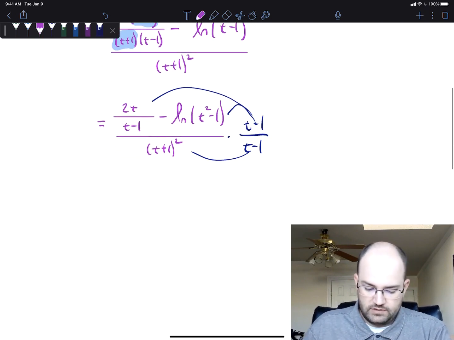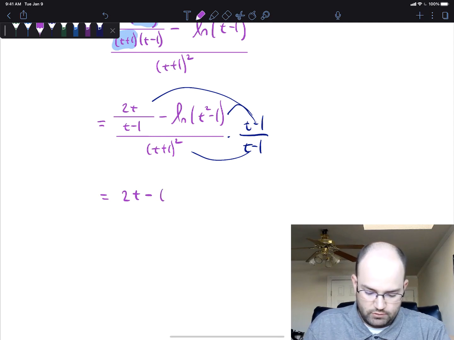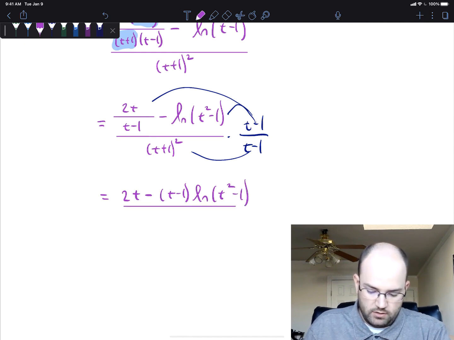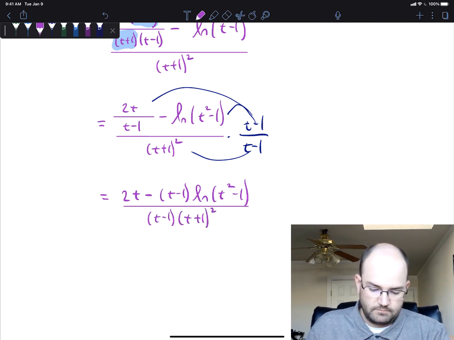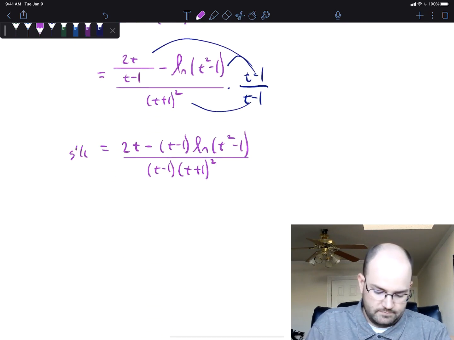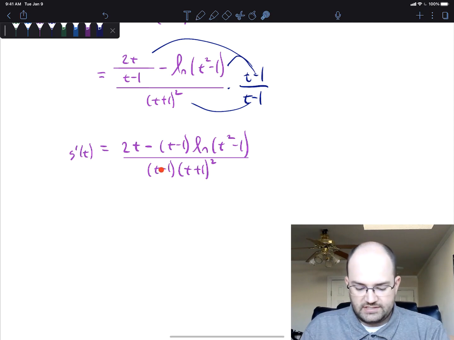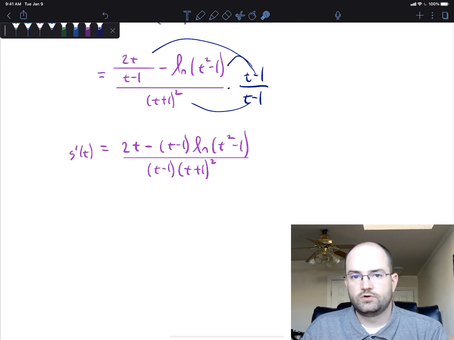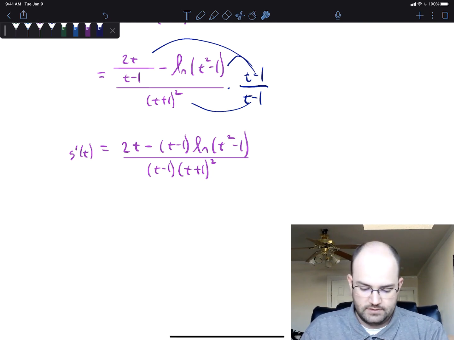And what we're left with here is going to become 2t minus (t minus 1) times the natural log of (t squared minus 1). And then all over in the denominator, just leave it as (t minus 1) times (t plus 1) squared. And that is s prime of t. Notice that the t minus 1s here don't cancel, because there's not a t minus 1 in this term as well. In other words, you can only cancel factors.